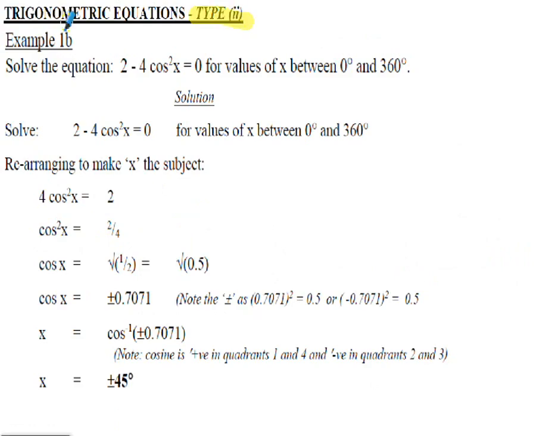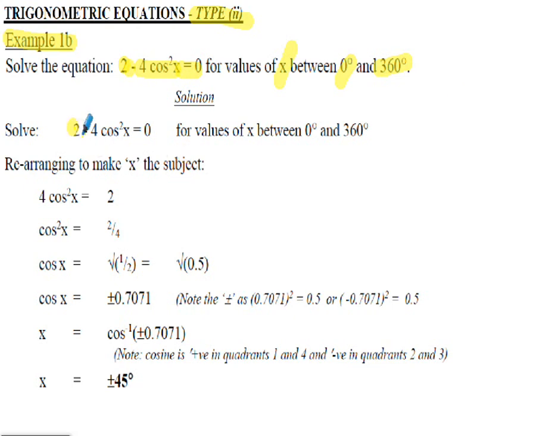Okay, type 2 solutions. Here, example 1b is a type 2 problem. We're given 2 take away 4 multiplied by cos squared x is equal to 0. We've got to find the values of x between 0 degrees and 360 degrees. So again, this is a rearrangement, a type 2 problem. We can rearrange it to find our solution, but there will be 4 solutions in this particular problem.